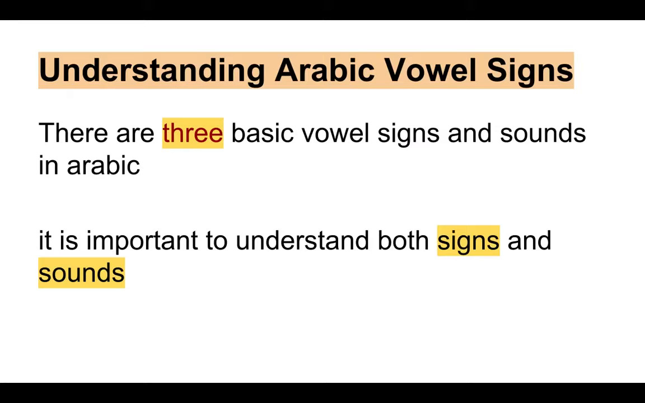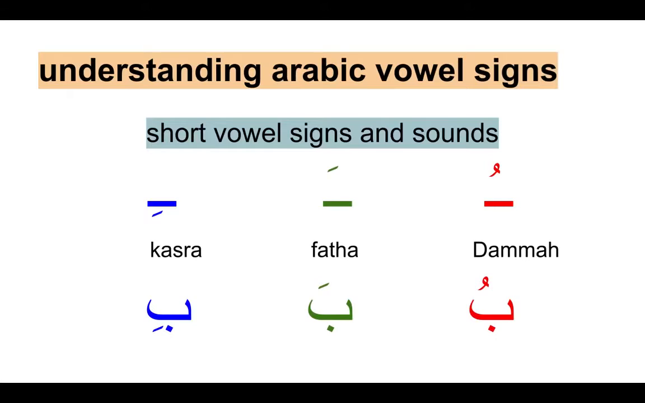There are three basic vowel signs and sounds in Arabic, and it is very important to understand both the signs and the sounds to understand the language of the Quran. So, what are these signs? These signs, we have what is called as a sign of Dhamma, Fatha and Kasra. These are called short vowel signs and they're short sounds. For example, if it is written in a word, it is pronounced as bu, like a short burst, ba, bi. So it is Dhamma, Fatha and Kasra.